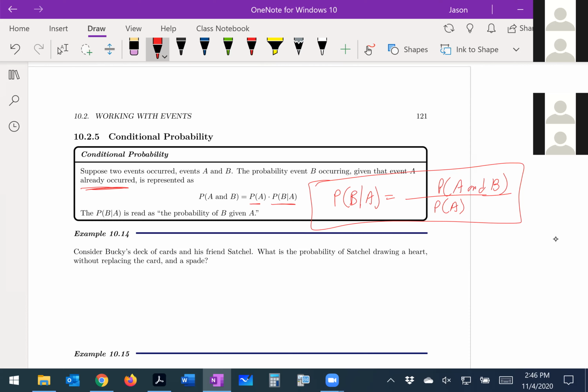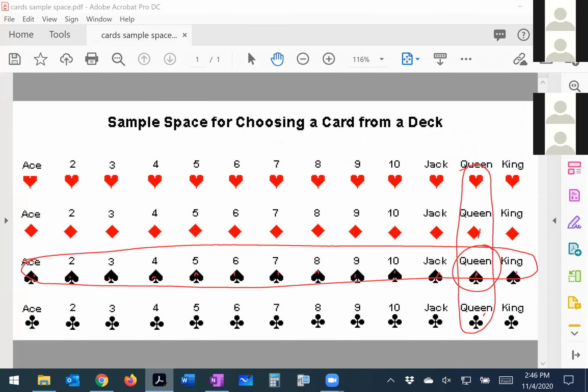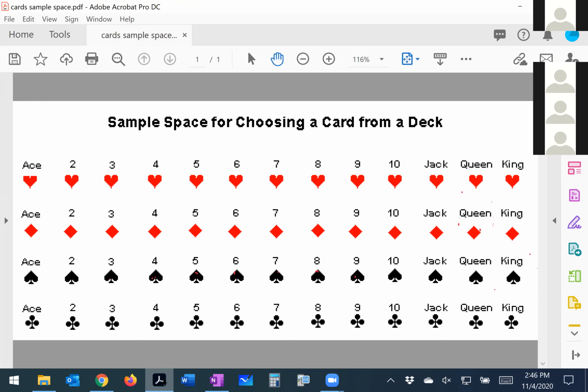Okay, consider Bucky's deck of cards and his friend Satchel. We're going to go back to Bucky's famous deck of cards here. So what's up with Bucky's famous deck of cards? I don't know, but let me try to erase this. Mr. Bucky makes me think of Bucky Barnes from Marvel. Who names their kid Bucky? That's just child abuse. Come on. Okay, there you go. I'm just stalling for time if you didn't realize. Okay, I'm ready.